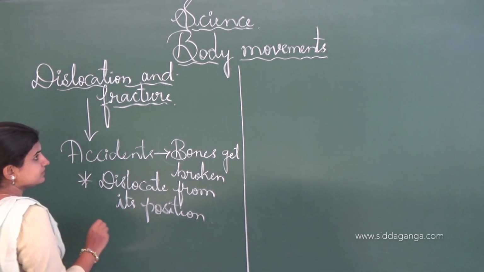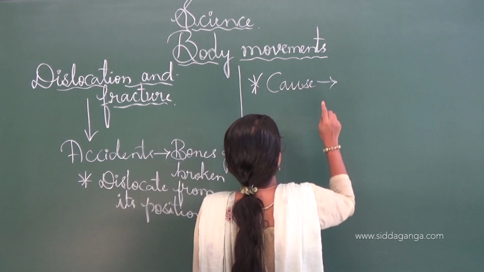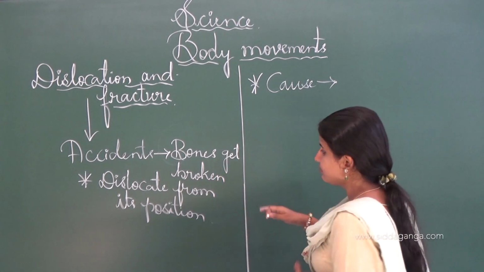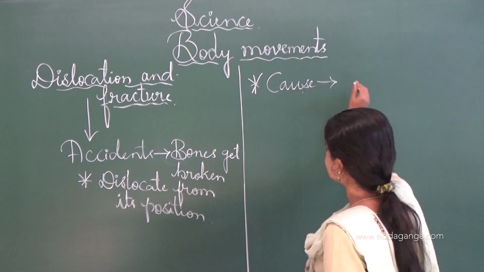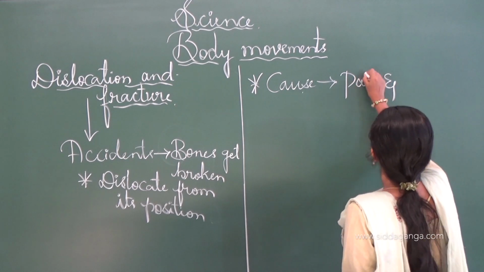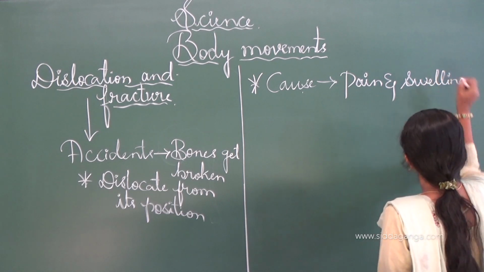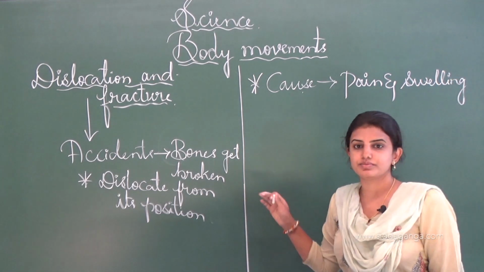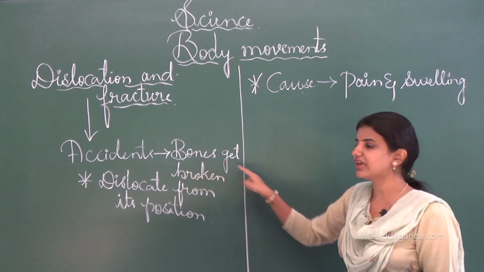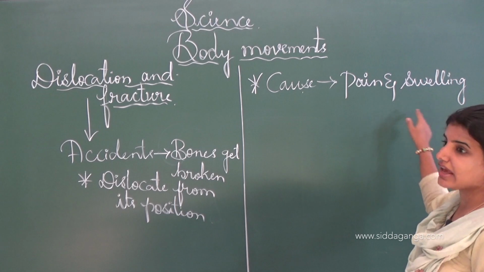Due to the dislocation and the fracture of the bone, or the broken bone, pain and swelling take place in the body parts. For example, due to accidents bones get broken and dislocate from their position, and thereby may cause pain as well as swelling.